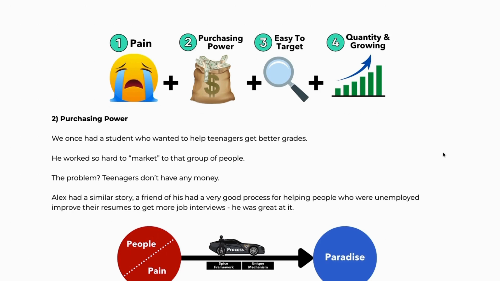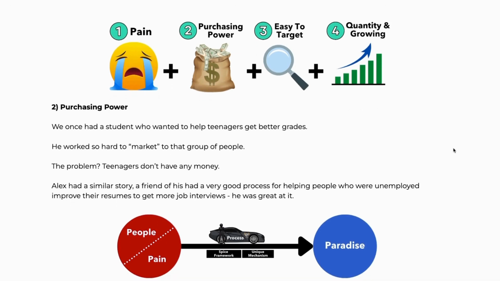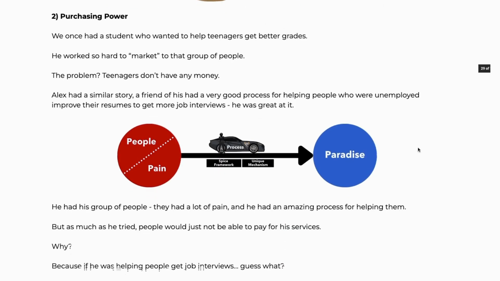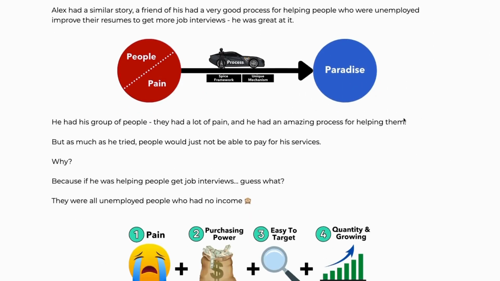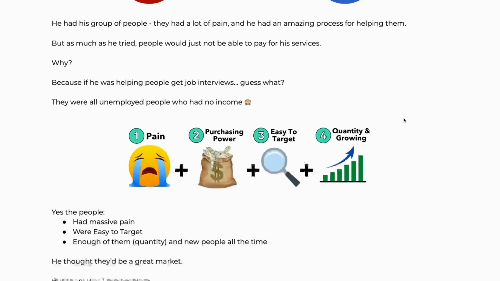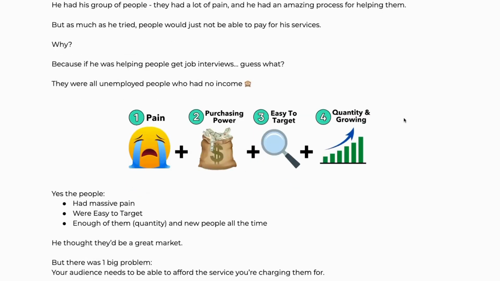Alex actually had a similar story of a friend of his who was really good. He had an amazing process for helping unemployed people improve their resumes and get more job interviews, right? Alex's friend was great at it. He had a group of people who had a lot of pain, and he had an amazing process to help them. But the issue was that as much as he tried, he couldn't get the people to actually pay for his services. And the reason was, guess what? No brainer. All the people were unemployed.